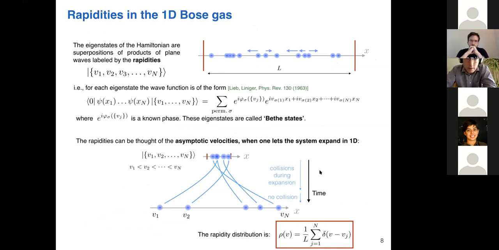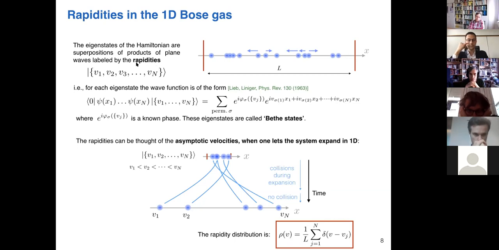All right, now I need to define the rapidities, because I have not defined the rapidities yet. So Paola also talked about the rapidities, but essentially these are numbers that appear in the mathematical solution of the Lieb-Liniger model. So when you diagonalize the Lieb-Liniger Hamiltonian, you find that the eigenstates take the form of Bethe states. Bethe states are superpositions of products of plane waves, and the numbers that parameterize those plane waves are homogeneous to velocities. And those velocities we are going to call rapidities. So mathematically, the set of rapidities is just the label of the eigenstates of the Lieb-Liniger model. But perhaps more physically, you can think of those rapidities as being asymptotic velocities if you let the system expand in 1D.